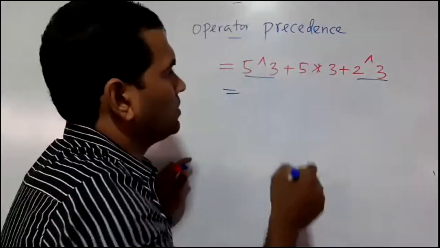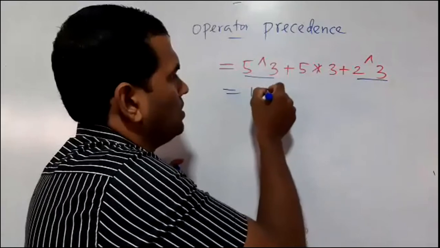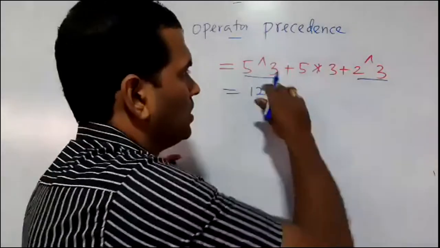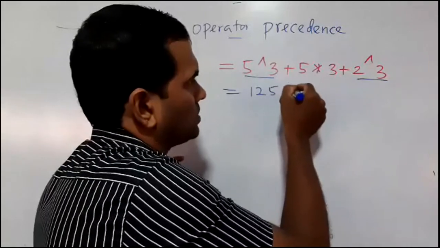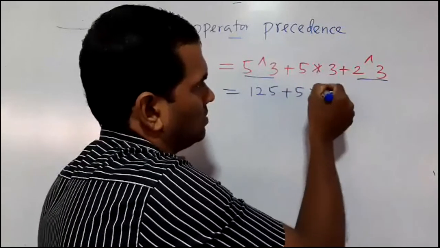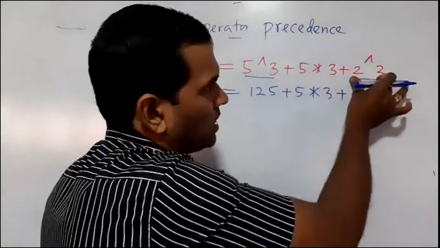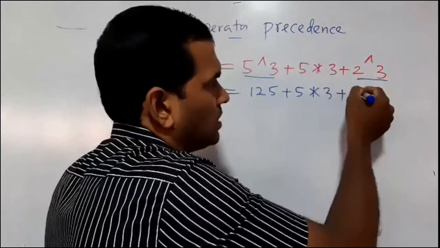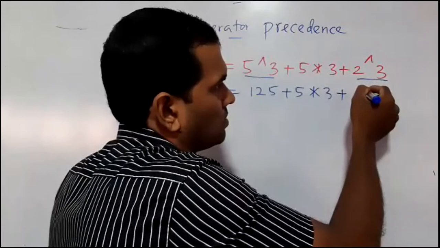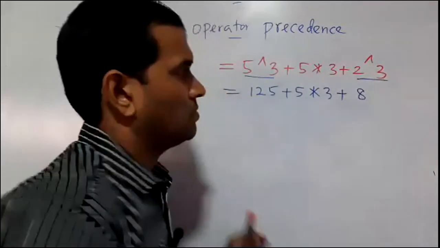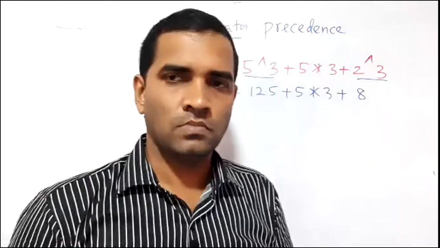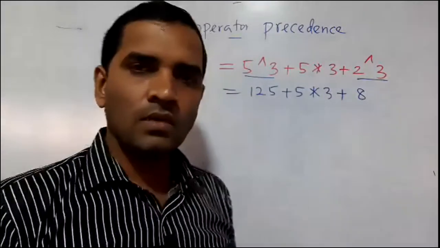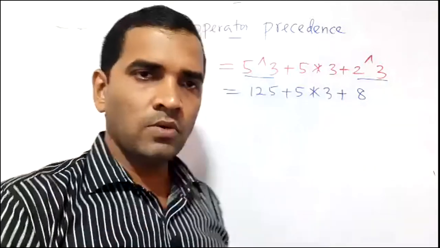So 5 to the power 3 is 125. Write the other things as they are, plus 5 asterisk 3 plus. Let me simplify this 2. So 2 to the power 3 is 8, right? Now we have asterisk with the highest priority.